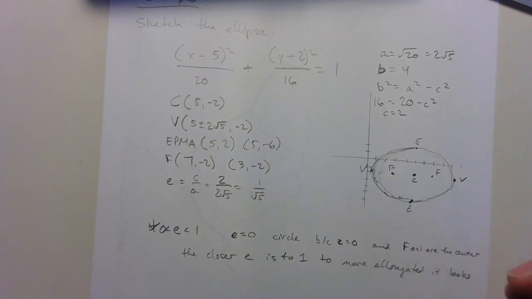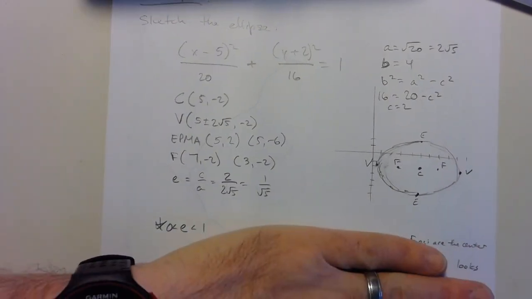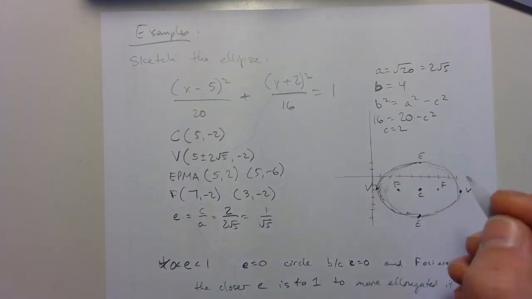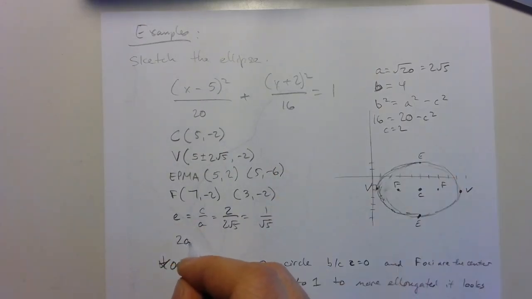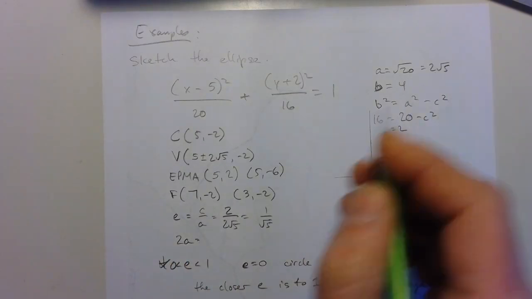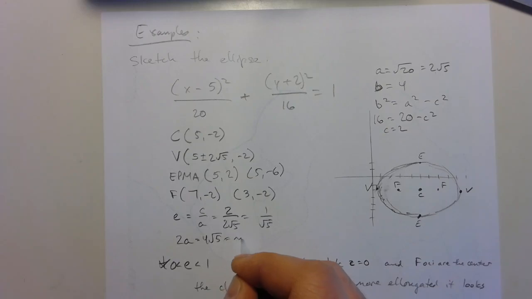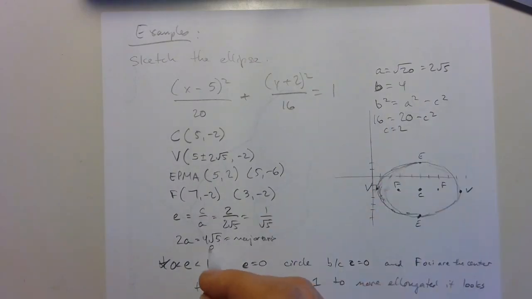Okay. So this is an example. There's our example. It does say what's the length of the major axis, so we can write it, that 2A equals 4 root 5. And that's our major axis. And our minor axis is going to be 8.